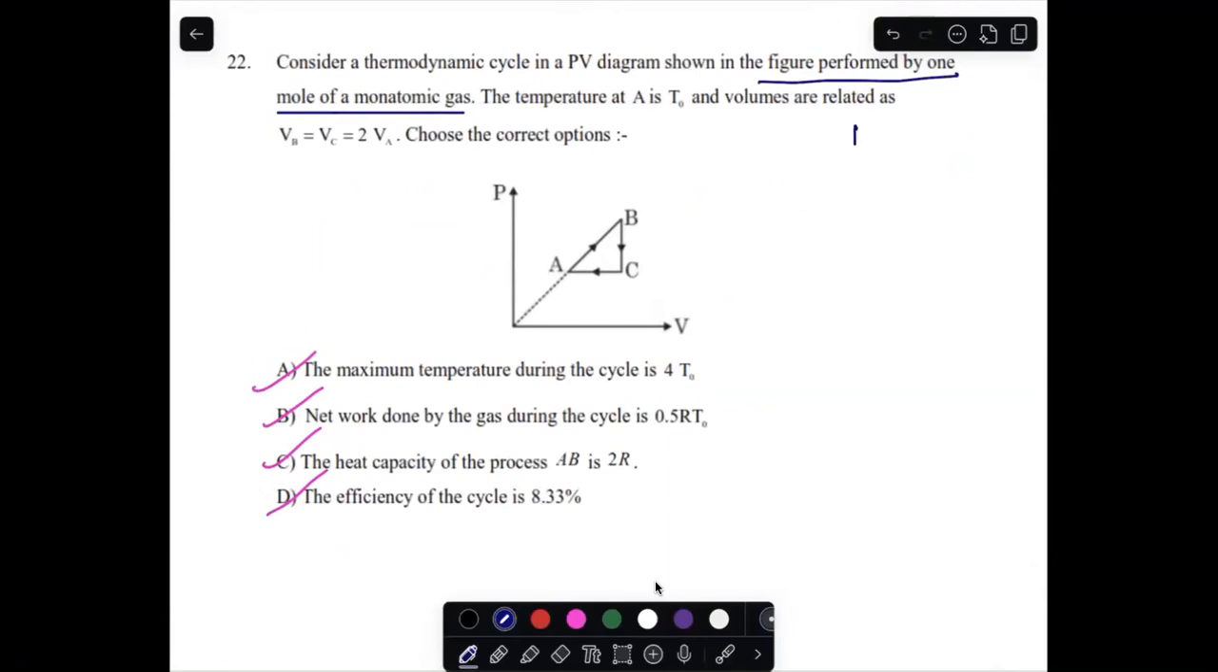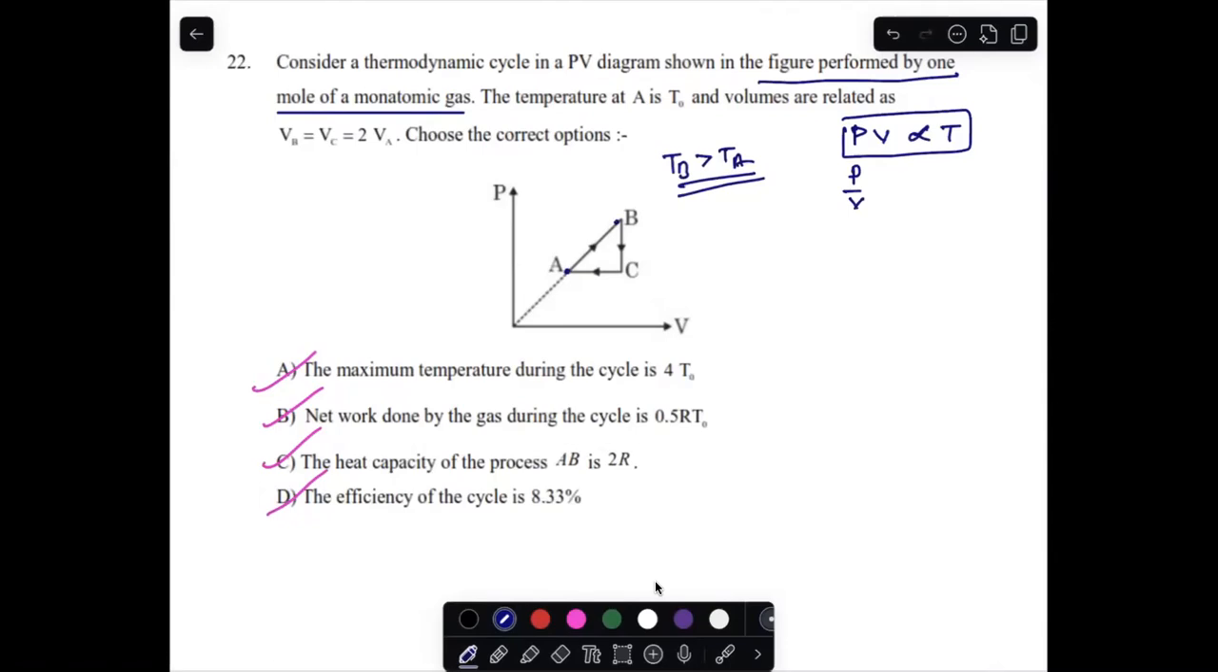Means PV is proportional to T, you know that. But this is P by V, that is, P proportional to V. We know PV proportional to T, but this is P proportional to V. Actually, A, B, if you see, the temperature of B will obviously be greater than the temperature of A because it is away from the origin. Right? No issues.